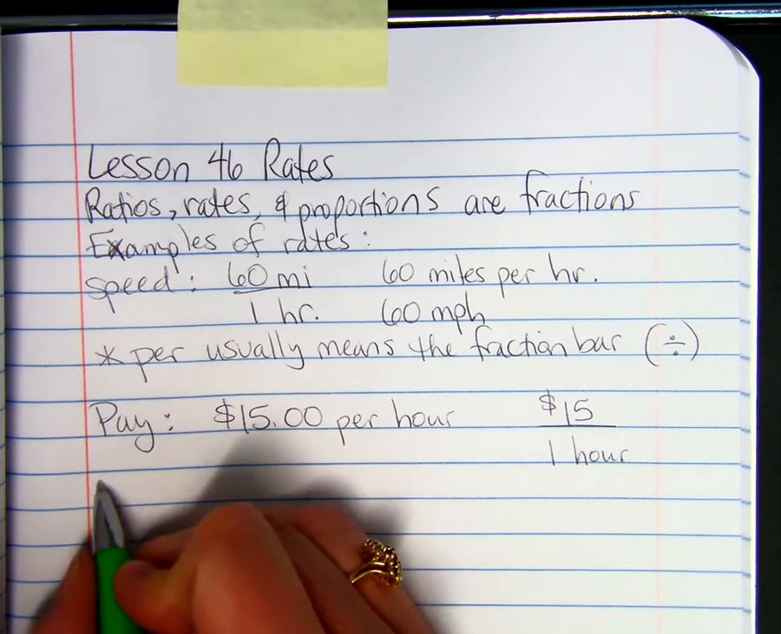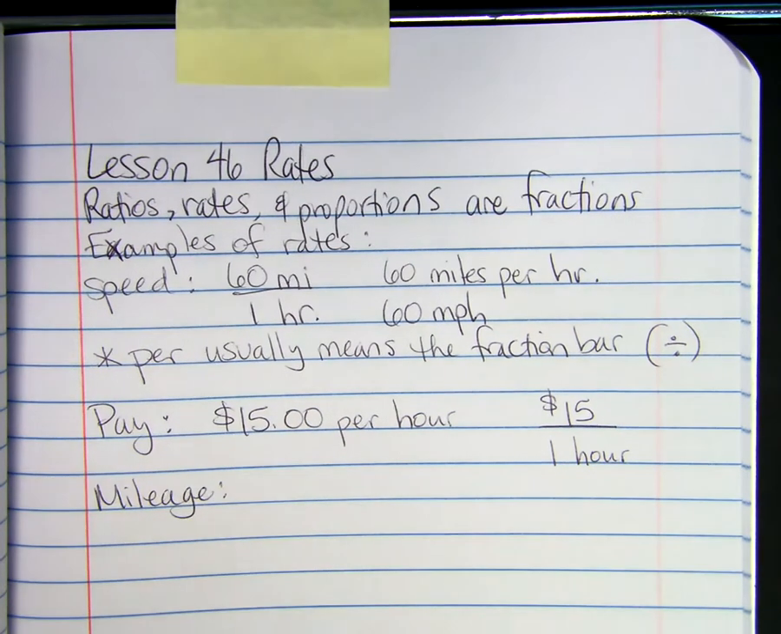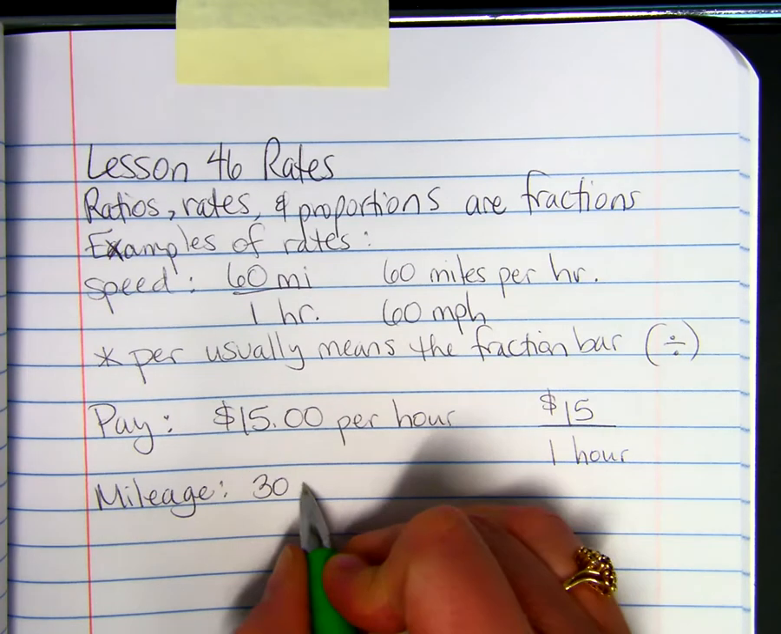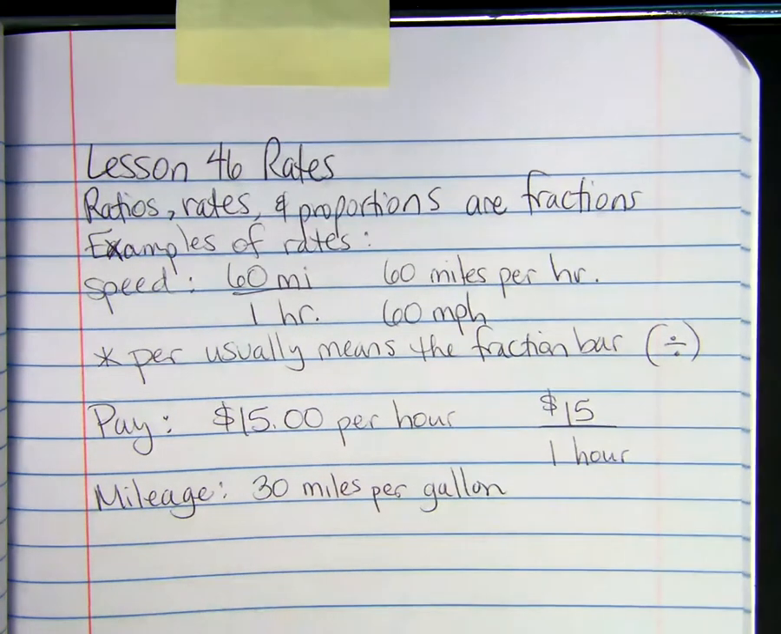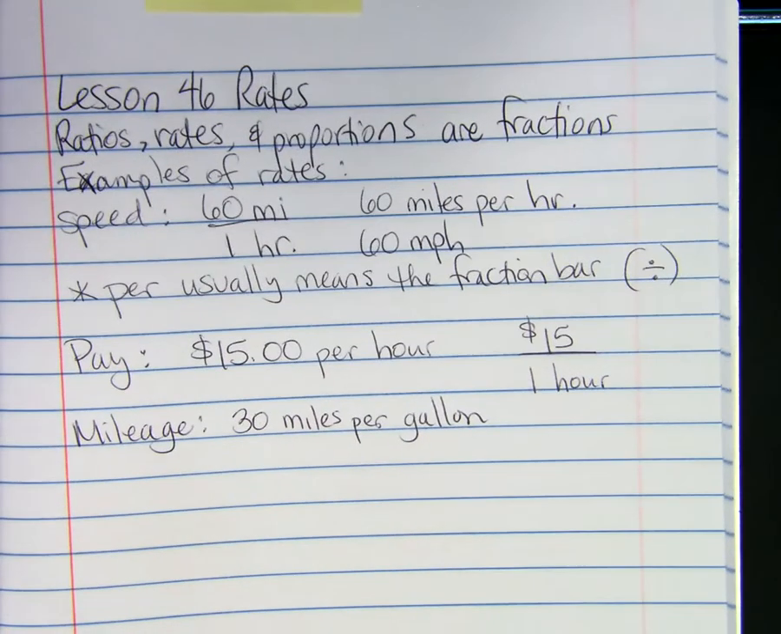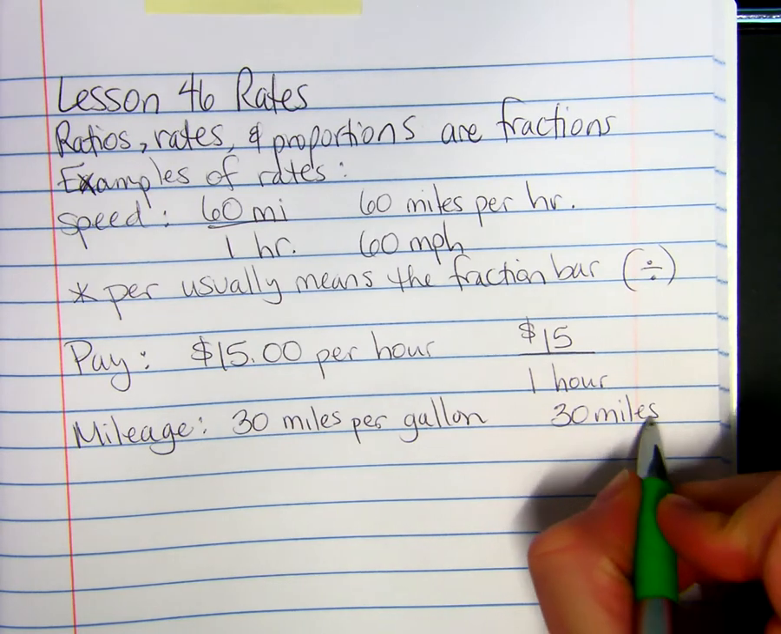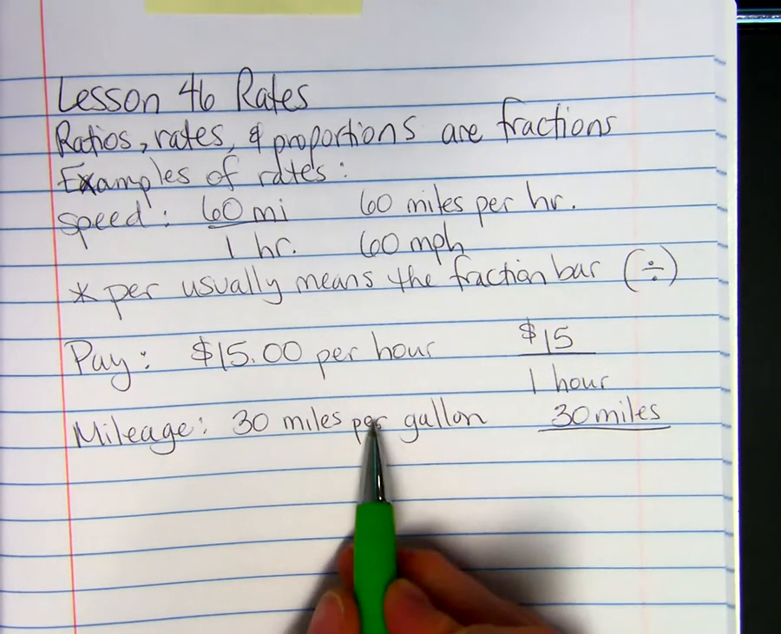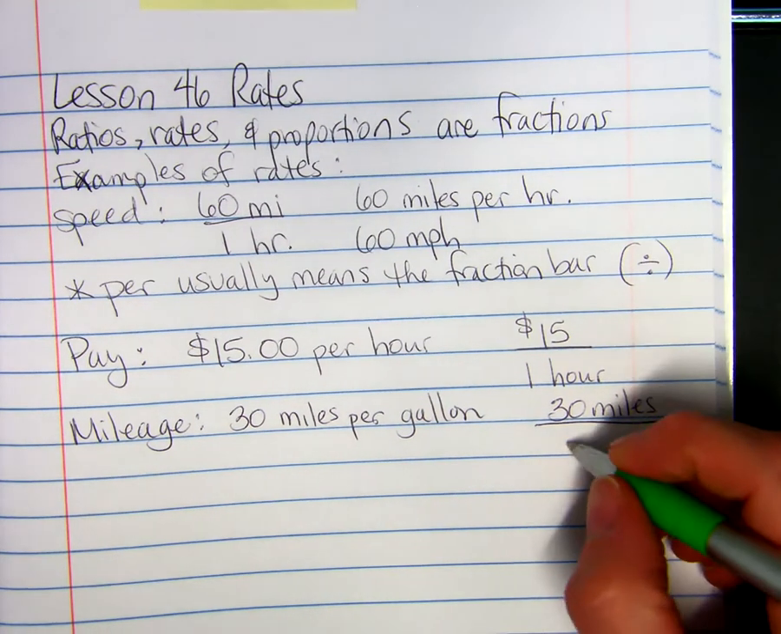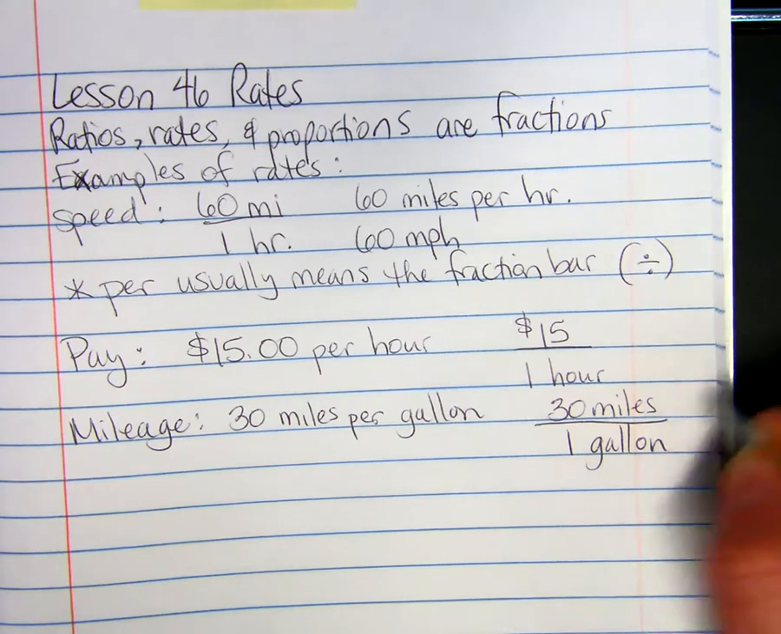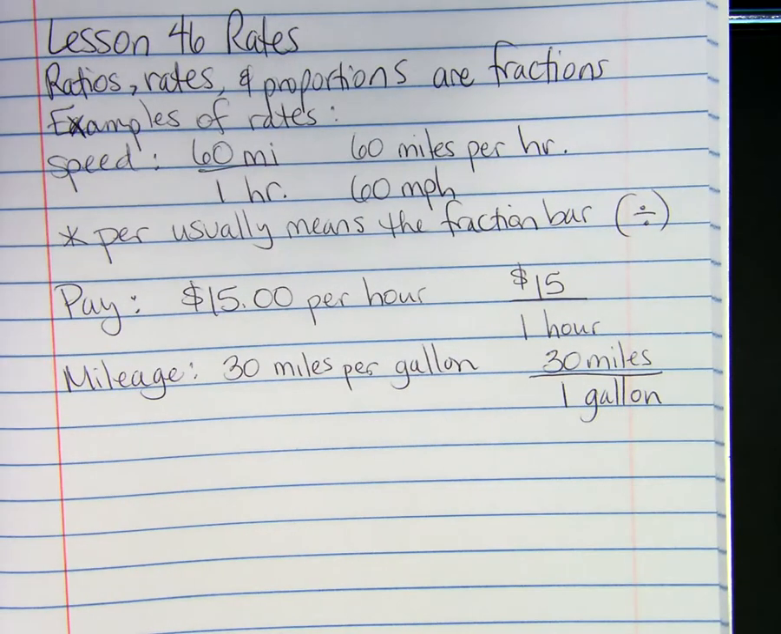Another example of rate would be mileage. If you had 30 miles per gallon. So as a fraction, you would put 30 miles, and then a fraction bar, that's for the word per, and it says gallon. If it doesn't have how many gallons, it's just one. So it's 1 gallon, 30 miles per gallon.